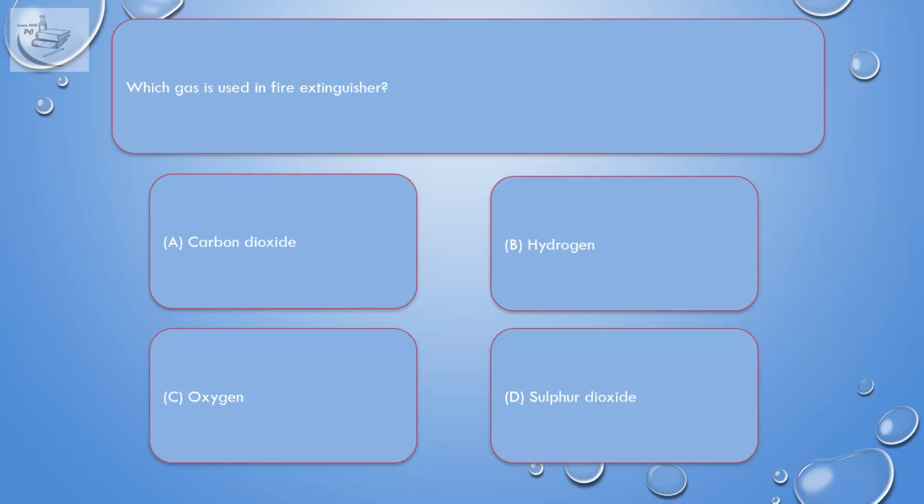Question: which gas is used in fire extinguisher? A. Carbon dioxide. B. Hydrogen. C. Oxygen. D. Sulfur dioxide. Correct answer is A. Carbon dioxide.